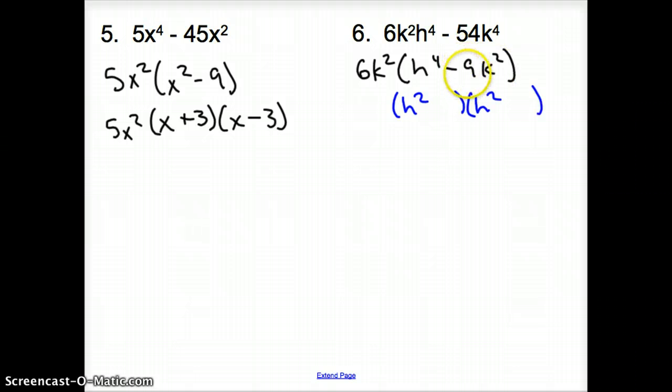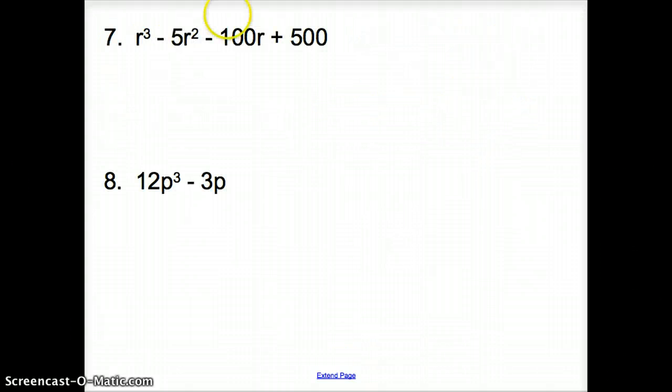What times itself is going to give me a 9? Well, that's going to be a 3. Put that in the back. How about k squared? Another k and another k. No middle term, so I go plus, minus. Bring down my 6k squared. Anything else I can factor here? Looking at this one, is there anything times itself that will give me 3? There is not, so I am done. Answer there.